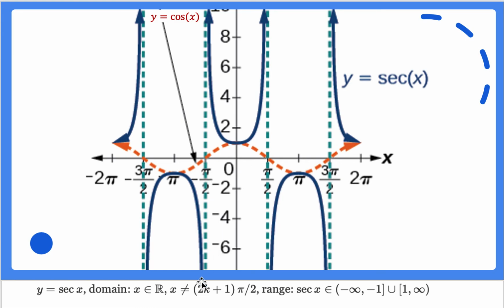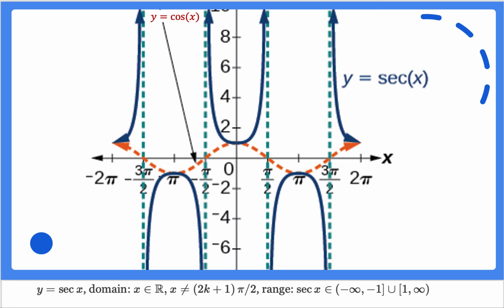So if we are looking for the domain, x is from minus infinity to infinity, except x is different from 2k plus 1 times pi over 2, where k is an integer, as I said before, any integer. The range of the secant function is from minus infinity to minus 1, and from 1 to infinity.